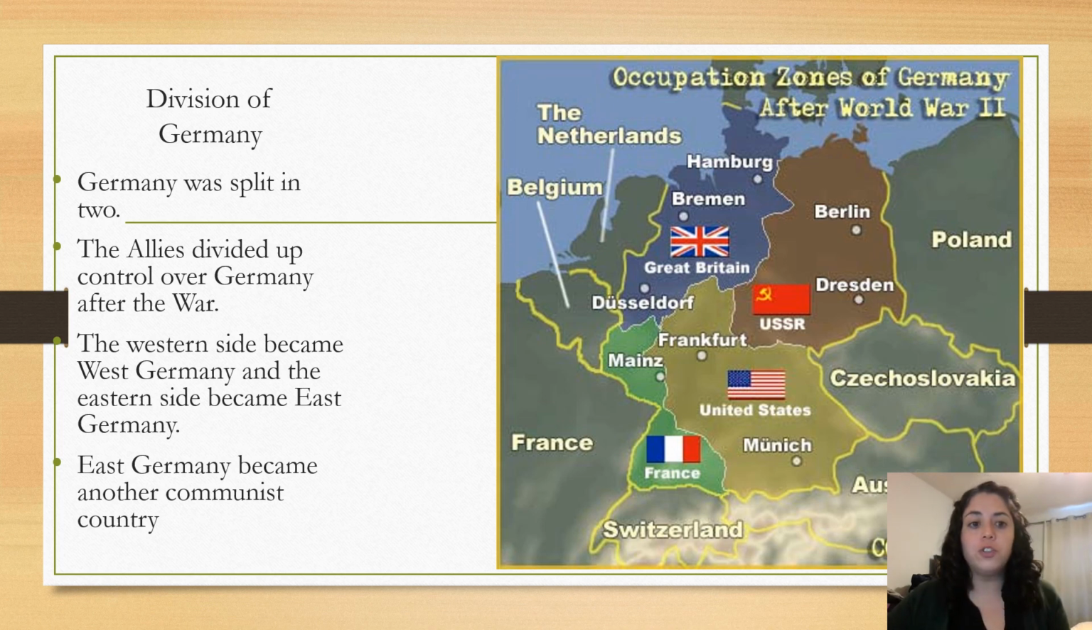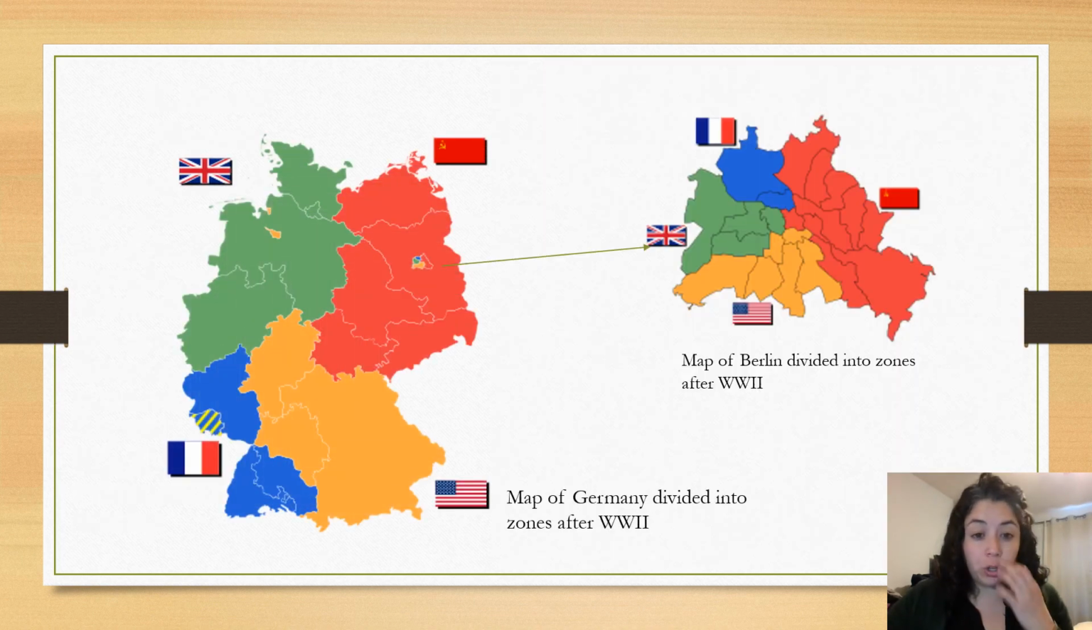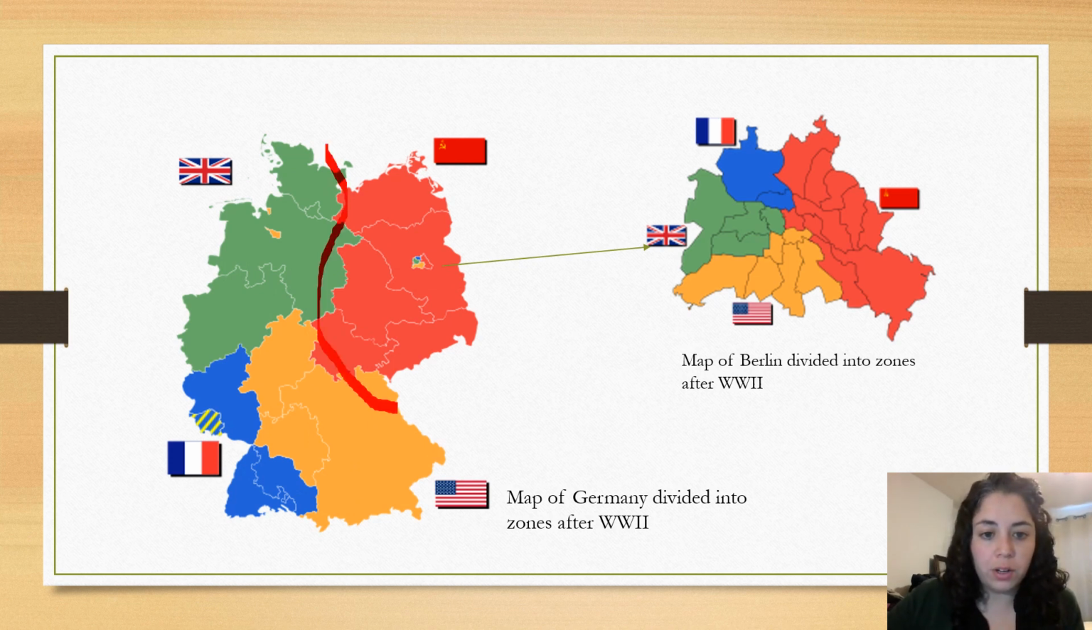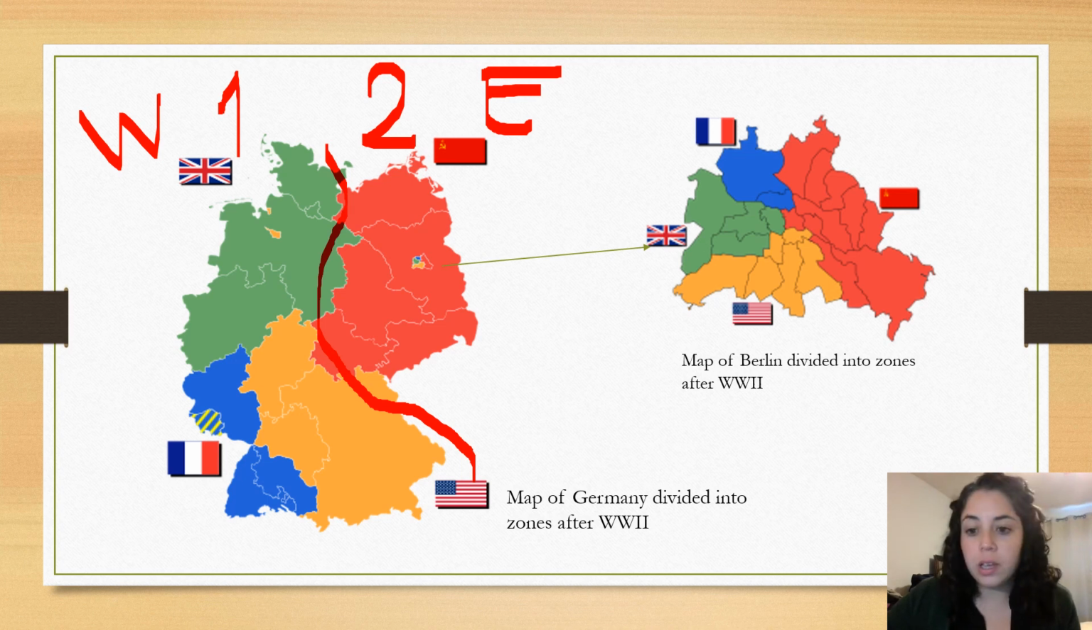With the division of Germany, what we're going to see is that Germany is split into two, the west side and the east side. I have a better map over here. So this is Germany, and you see 4 parts, but basically if we have to draw it out, it's side 1, side 2. This is going to be West Germany. This is East Germany. East Germany is under the control of the Soviet Union. West Germany is under the control of the Allies. It's going to be the UK, France, and the United States.